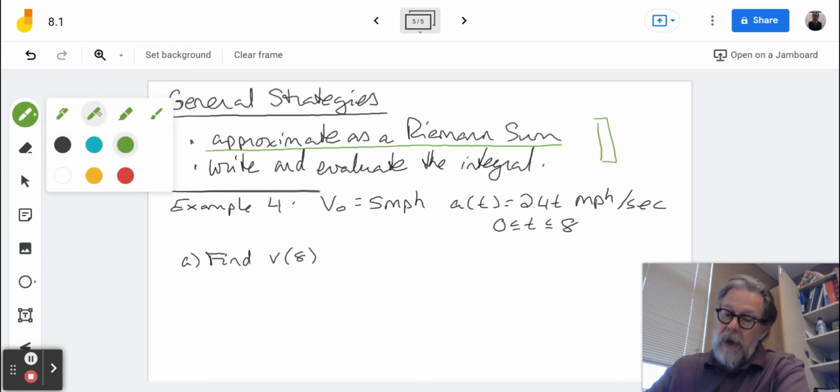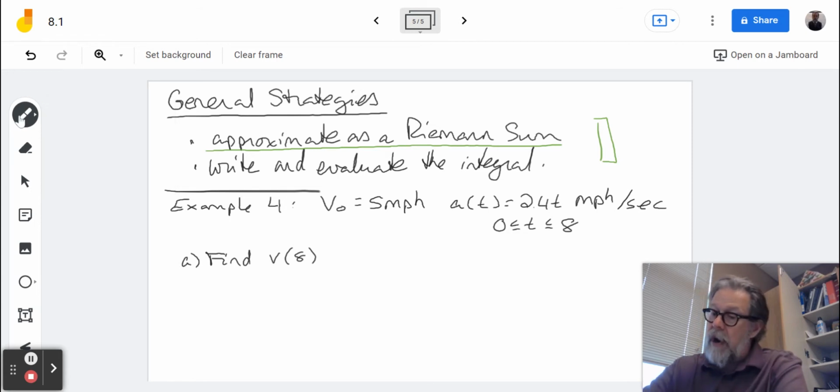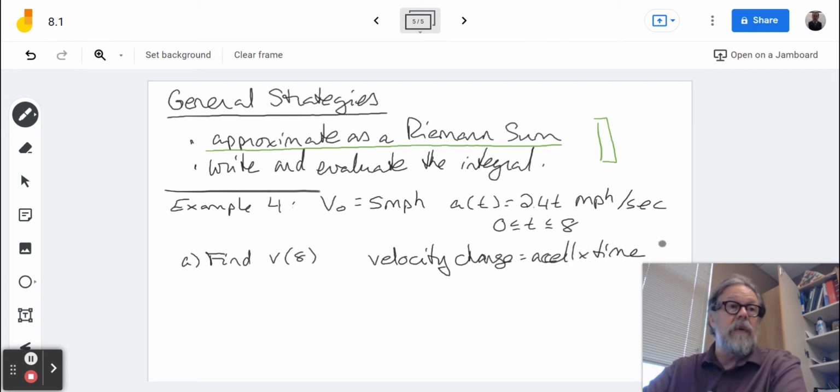So, quick example here. I've got an initial velocity of a particle at 5 miles per hour. I have an acceleration as a function of time. And so I can't just multiply by time, because that'll only tell me the acceleration at a given time. So how do I find the velocity change? Well, the velocity change is equal to the acceleration times the amount of time that I was at that acceleration.